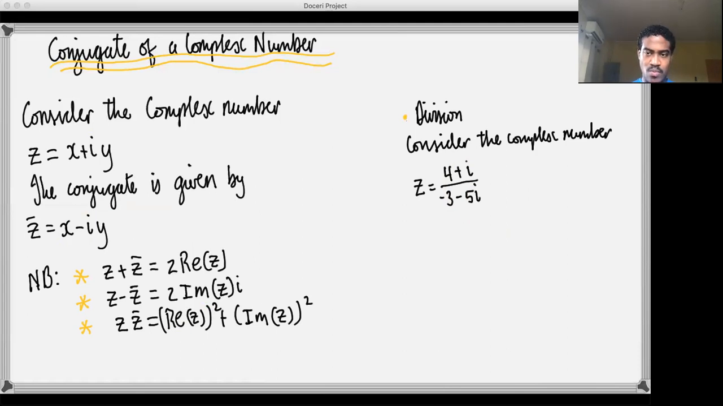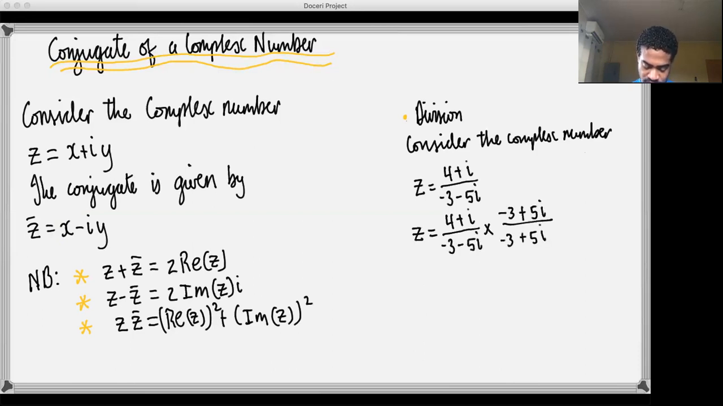So what we would do is multiply the denominator, and that's where this rule will come into play. This result will come into play where a complex number and its conjugate are concerned, the multiplication of the complex number and its conjugate. So we multiply the denominator by its conjugate, and we multiply the numerator by the conjugate of the denominator. So that's what we need to do. So what we will have is this.